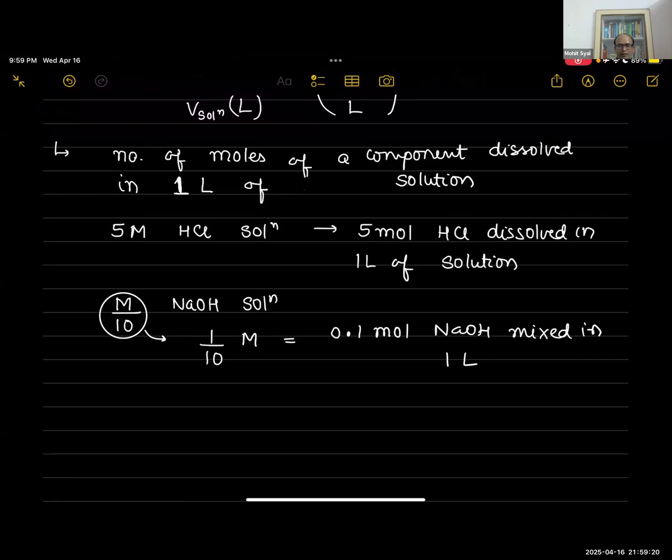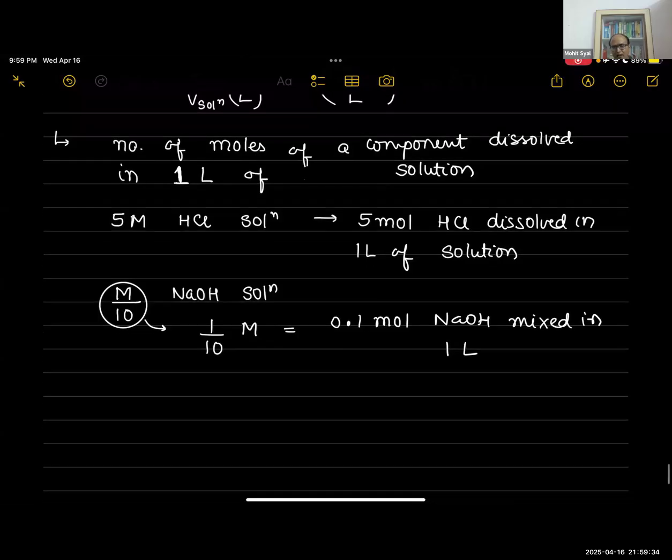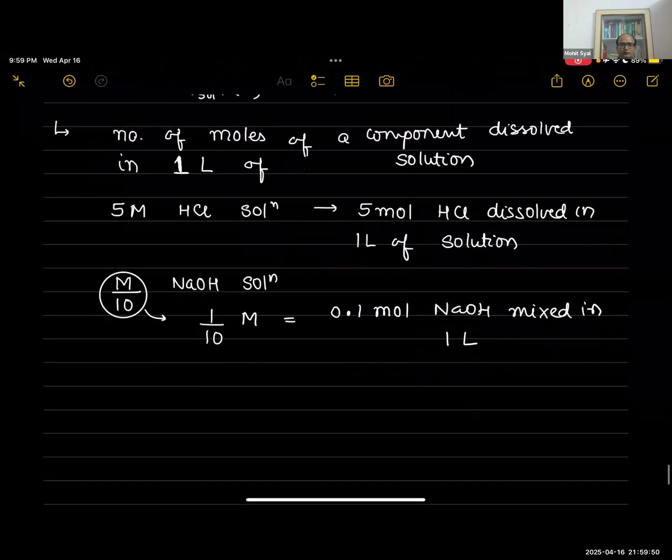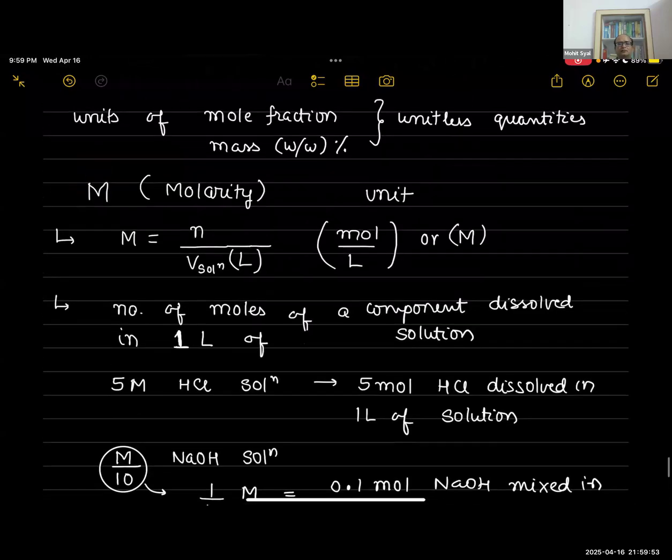So very simple. If the mass is given, convert it to moles. Then, if the volume is given in ml, divide it by 1000 to get it in liters. Now, moles divided by volume in liters will give you the molarity of a solution. Is it clear or not? The unit is mole per liter, right?